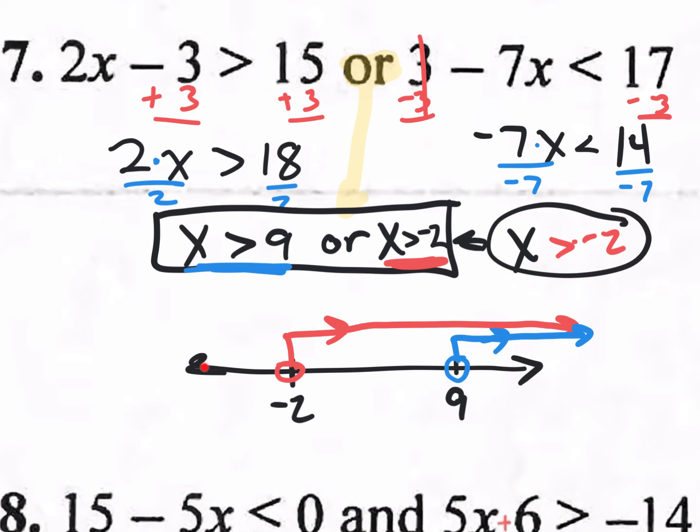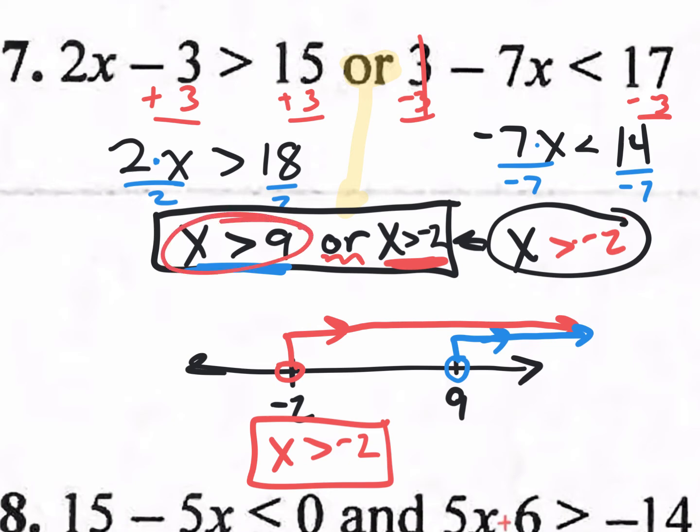We know that negative 10 doesn't work for any of them. We know that 0 works for the red one. So this is where the red one is the first one that's here. So that's the one that we need to represent as our final answer. So just x is greater than negative 2. That is your only answer. You do not need to write or x is greater than 9. That's not part of your answer. It's just x is greater than negative 2. Does that make sense? Yes.